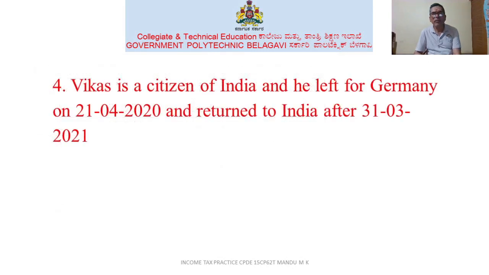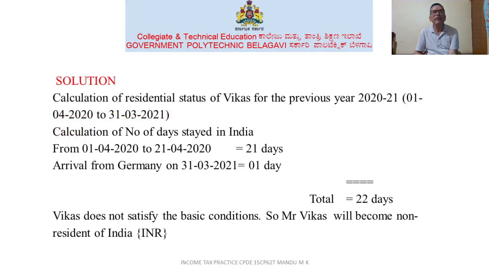Next, fourth question. Vikas is a citizen of India and he left for Germany on 21/4/2020 and returned to India after 31/3/2021. Now, we have to calculate Vikas's residential status.